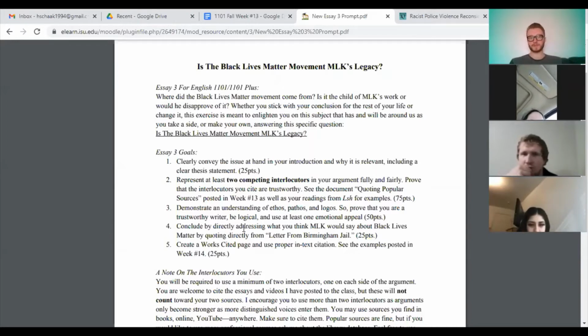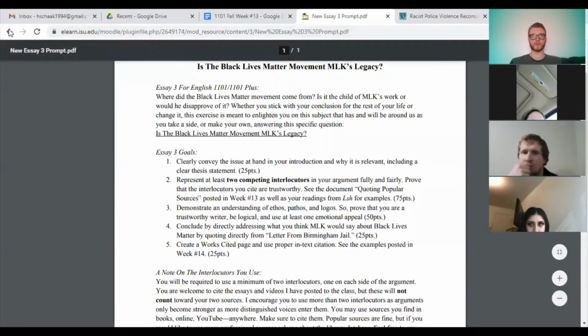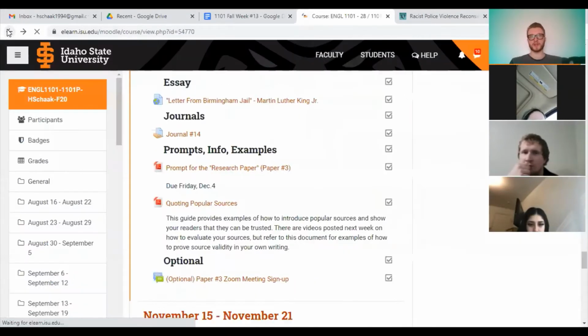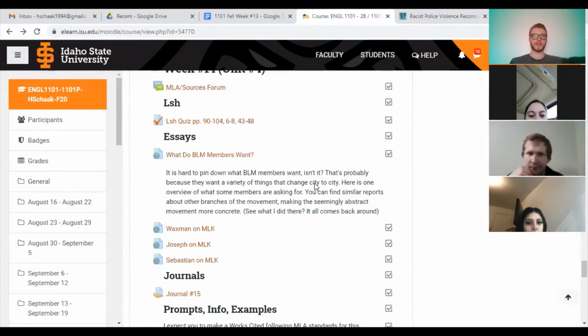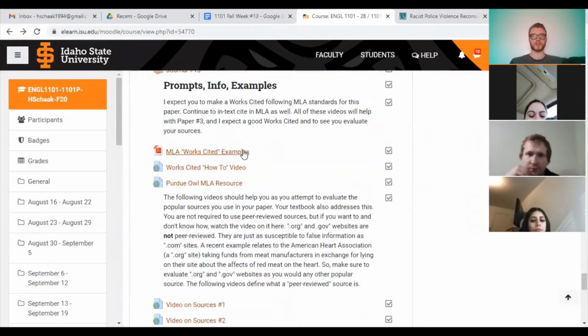And then on a side note, this should be pretty easy. Create a works cited and use proper MLA works cited form. If we go back to the page here, down to week 14, next week, you also have 3 sources for how to make a works cited. It's not that hard, but I do expect you to do it the right way. It should be pretty straightforward.